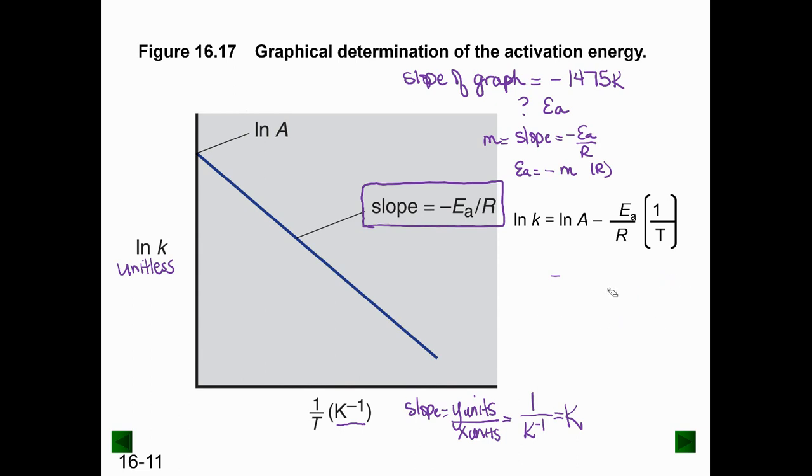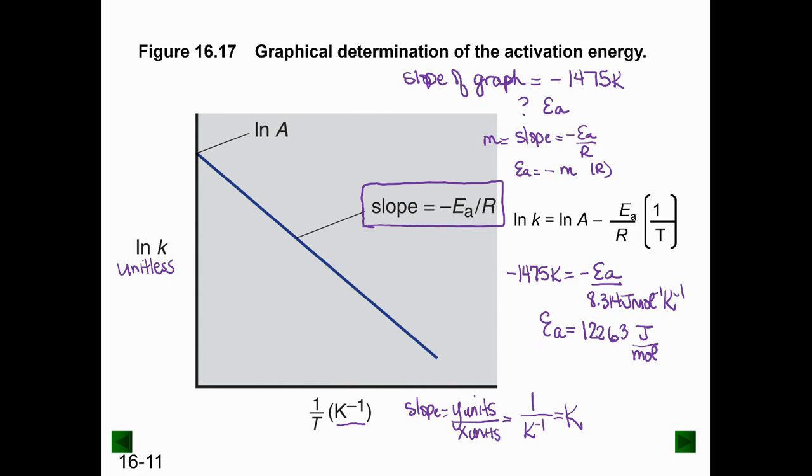I'll erase this so I have room, so you can pause me if you want. Okay, so negative 1475 Kelvin equals negative E of A over R, and the R is 8.314 joules per mole per Kelvin. That's a given. Then we're going to take those two and multiply them together. We're going to get a pretty big number. So I'm going to get 1.2263 joules per mole.